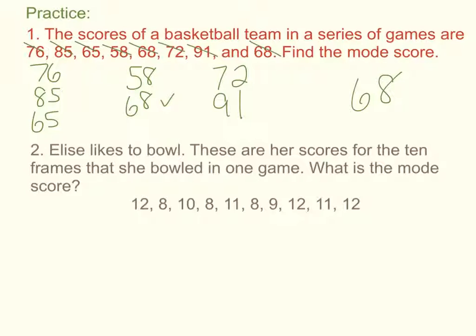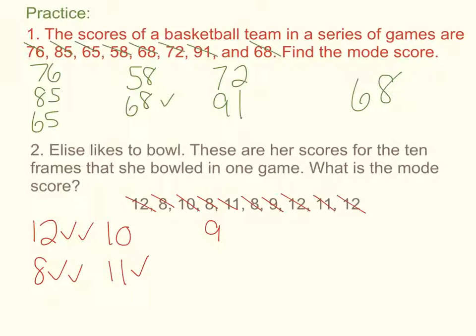So the next practice we can do is, Elise likes to bowl. These are her scores for the 10 frames that she bowled in one game. What is the mode score? So we have 12, 8, 10, another 8, 11, another 8, 9, another 12, another 11, and another 12. So now we can see that here in this data set there are two modes, 12 and 8, because they appear the most.